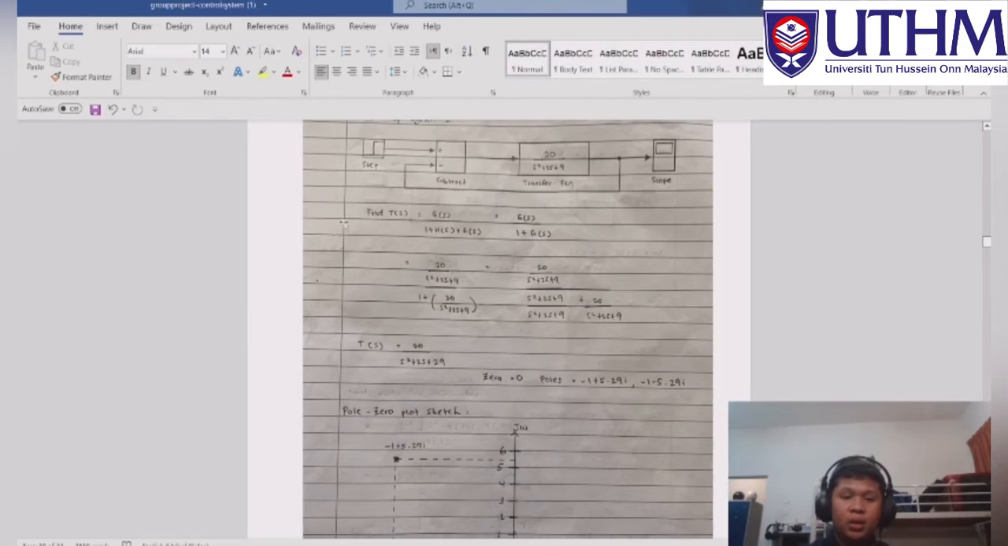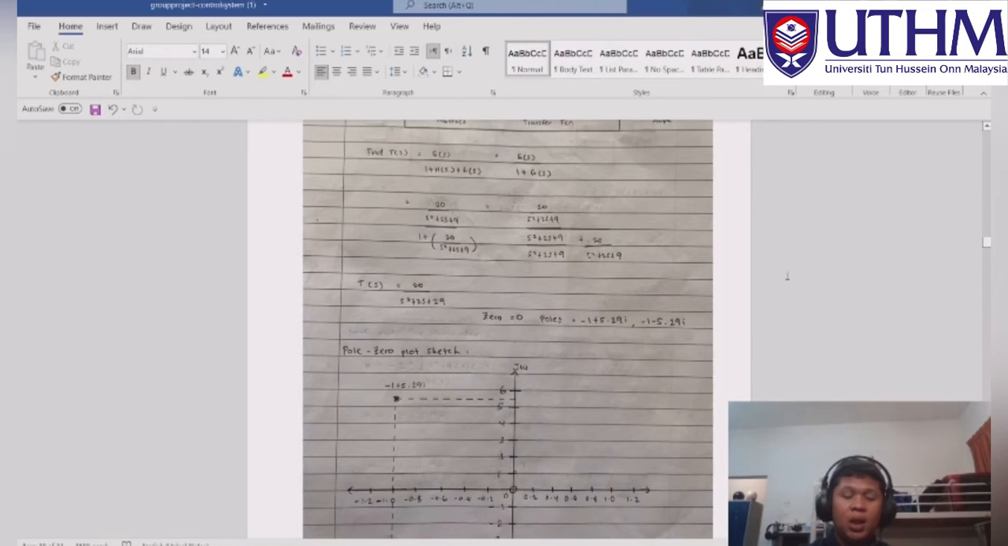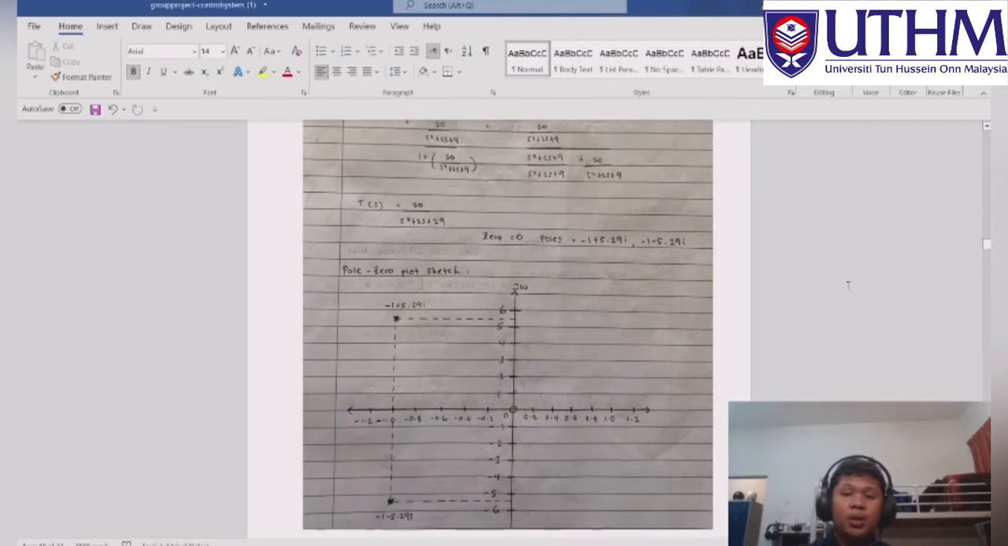After calculating to find the TS, we got 20 over S to the power of 2 plus 2S plus 29. So the zero is 0 and the poles are negative 1, positive 5.29i and negative 1, negative 5.29i.